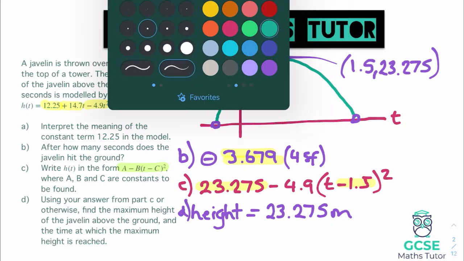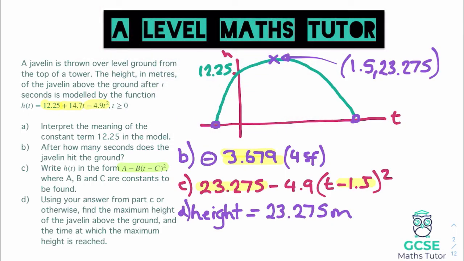For the next part, it has also asked us to find the time at which the maximum height is reached. And the time there is our x coordinate. As you can see along the x-axis, that was our time, and that is the 1.5. So for the time, it's given to us in our coordinate there, and that is 1.5. Looking at the units in the question, the units are seconds. And there we go, and there's our question completed.